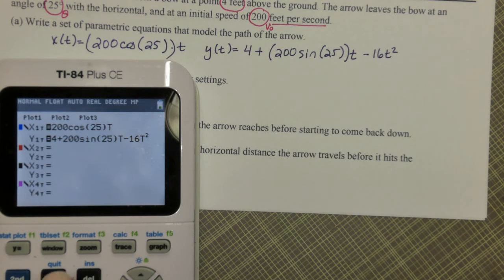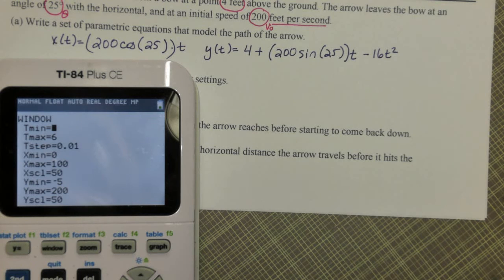And now for our window. You do have to play with your window every time. Okay, how long do you think the arrow will be in the air? I don't know. I'm going to just leave it on 6 and I may have to adjust. How far do we think the arrow will go? I think it's going to go pretty darn far. I don't know, maybe 700 feet? Okay, y min, I like to start negative.